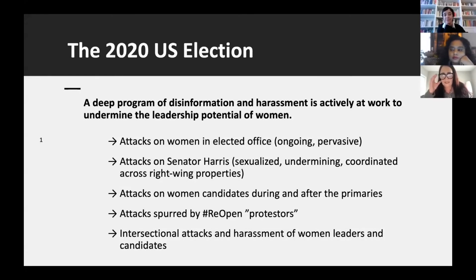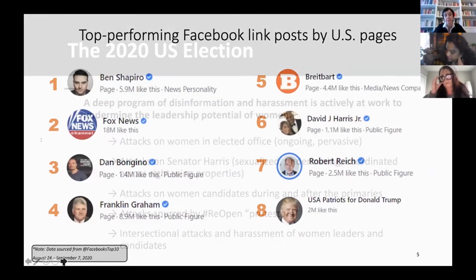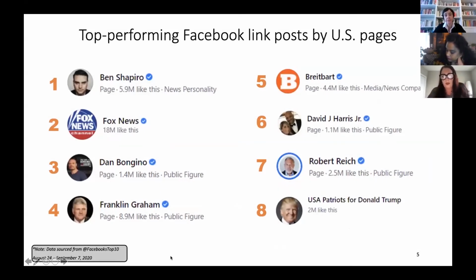What we've been able to see is that there really has been a deep program of disinformation and harassment actively at work to undermine the potential of women and to really deplatform them from democracy. So when we look at the top performing Facebook pages, there's only one entity that would be considered on the left. The rest are highly organized channels to carry disinformation by conservative, right-wing, anti-women, misogynistic networks for the most part.